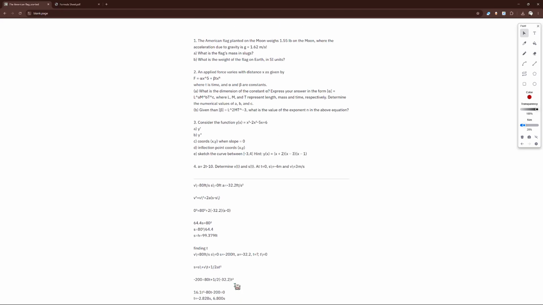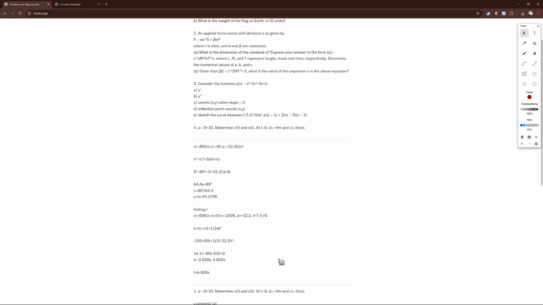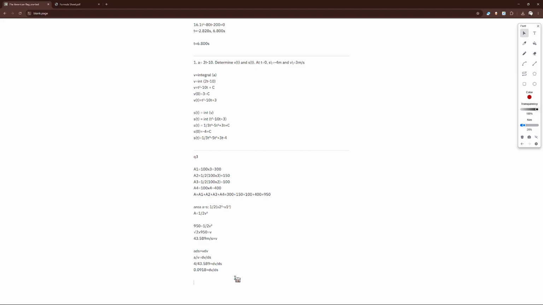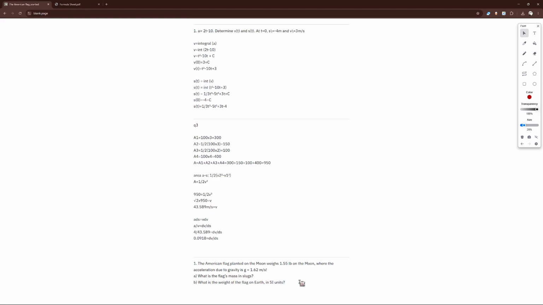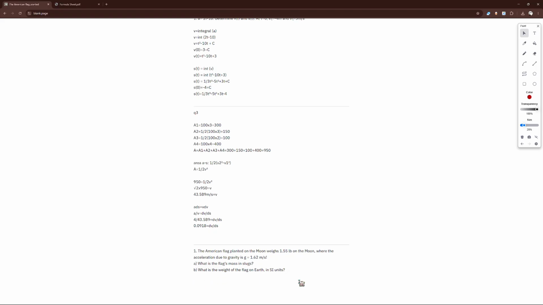And now we'll just move on to the next question, which is going to be this one up here. So this is another question where we have to do unit conversion. We have the weight of the American flag is 1.55 pounds on the moon. And the acceleration due to gravity is g equals 1.62 meters per second. Okay, so question 1, part A. What is the flag's mass in slugs?